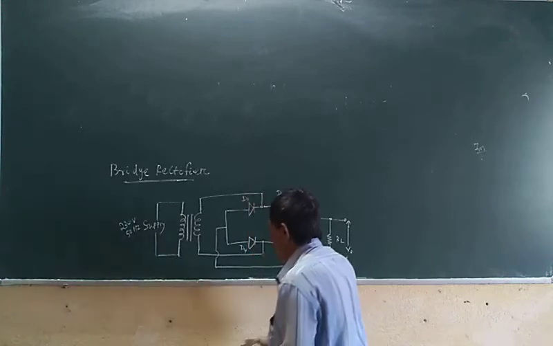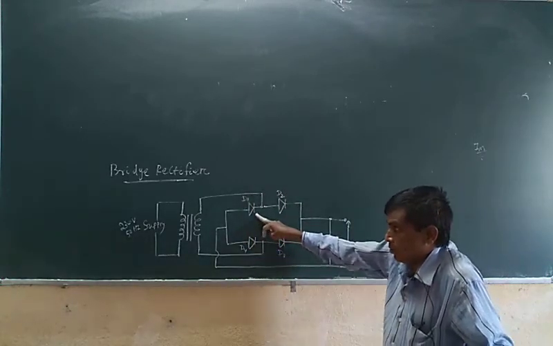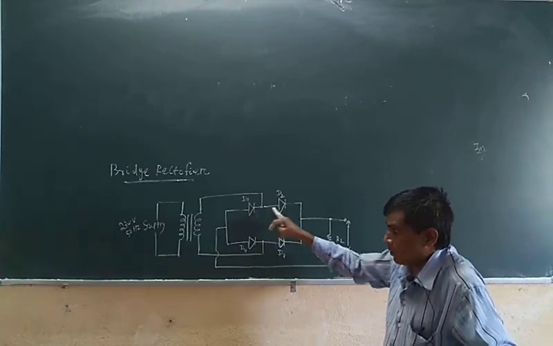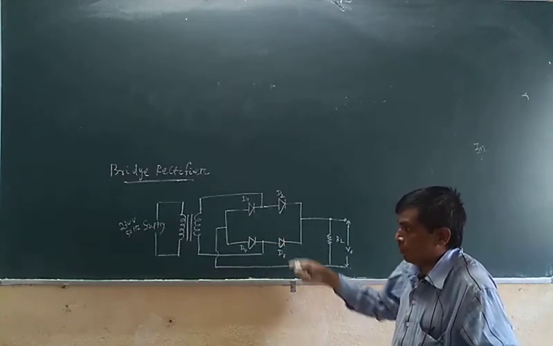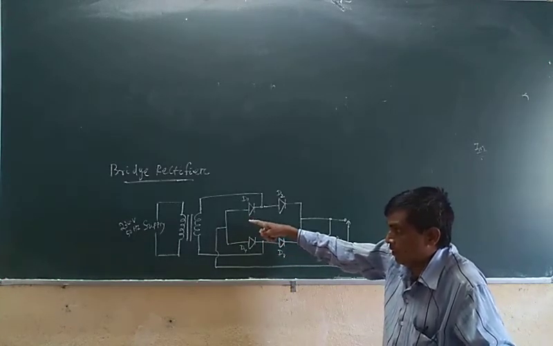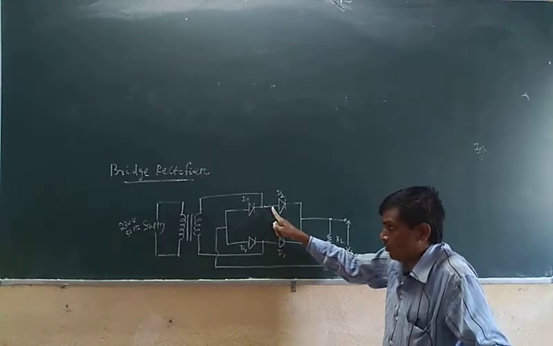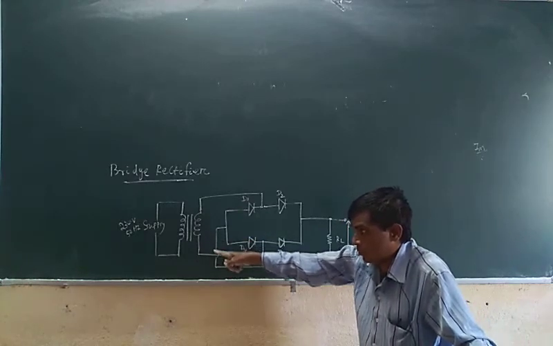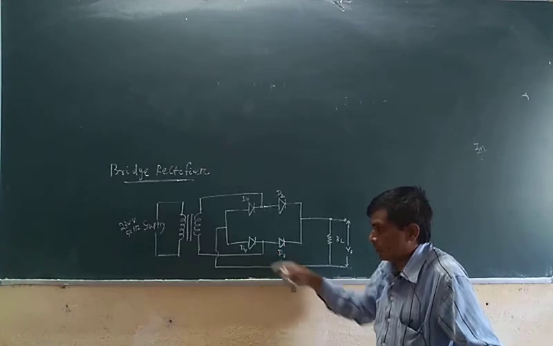So this circuit is known as the bridge rectifier. Now the four diodes, D1, D2, D3, D4, are connected in the arrangement of a bridge. The input supply is connected to this point, that is the cathode and anode, and the other terminal of the secondary of the transformer is connected to this point, that is the anode and cathode.